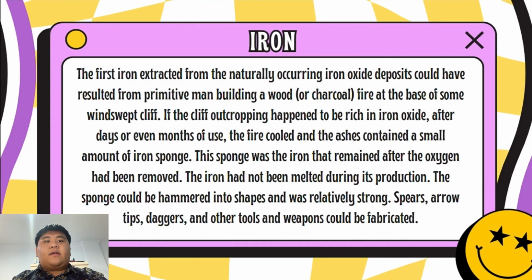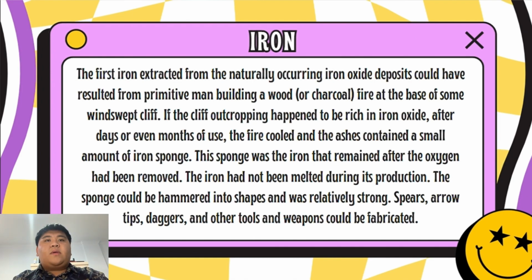The fourth is iron. The first iron extracted from the naturally occurring iron oxide deposits could have resulted from primitive man building a wood or charcoal fire at the base of some windswept cliff.